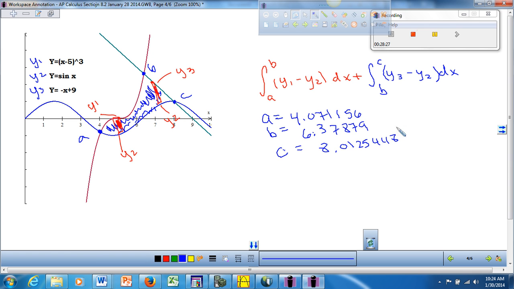448. Good enough. So once you have those, you should have x minus 5 to the third in y1, sine x in y2, and x plus 9 in y3. And then with your fnInt, you can set up this set of integrals and sum them. Our answer should be 4.106. Remember, in this class, we round to 3 or truncate at the third decimal. All right? Questions on that one? Okay. Let's see what else we can do.